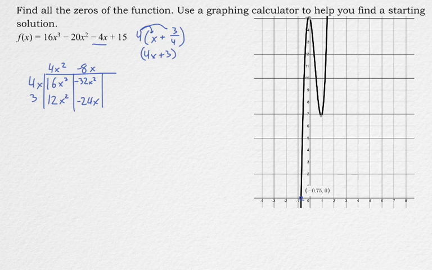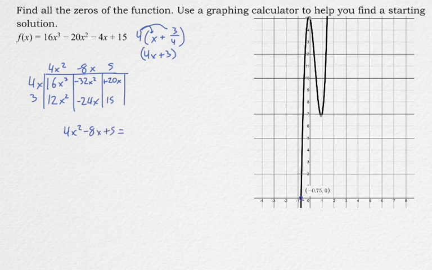And I want to have negative 4x, so I'm going to have to add 20x to that. 4 times 5 is 20, and then 5 times 3 is 15. And good, that worked out. So 15 is what I want. That's what I have in the box. So now I'm left with 4x squared minus 8x plus 5.